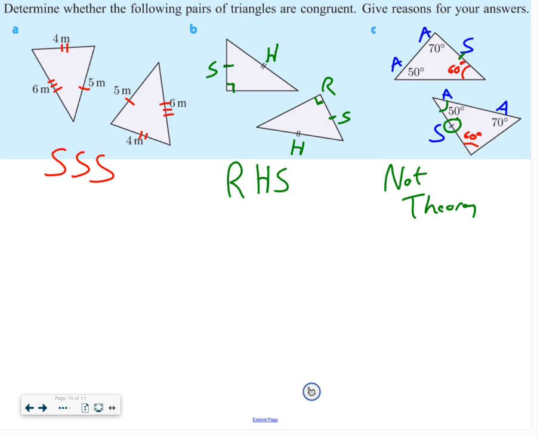Okay, so there's an overview of proofs of congruent triangles. Please highlight any questions you might have and bring them to class tomorrow.